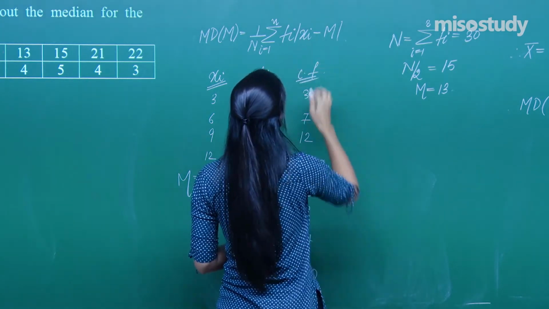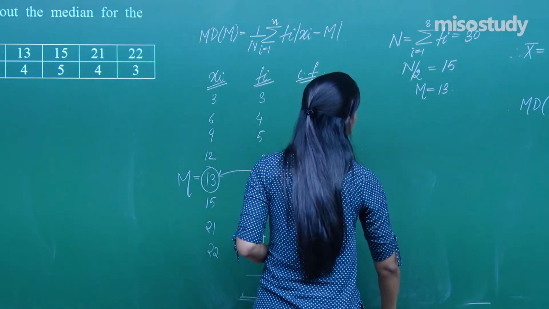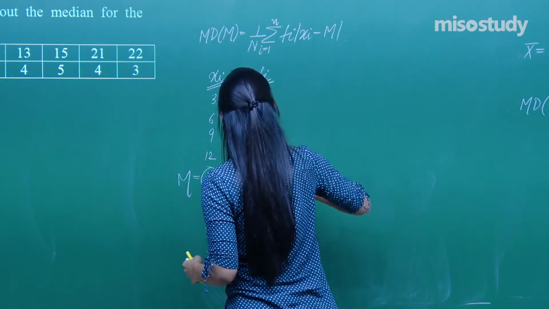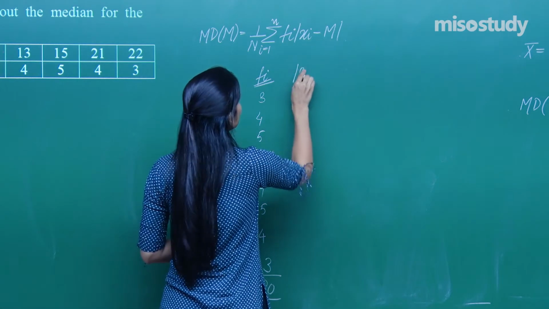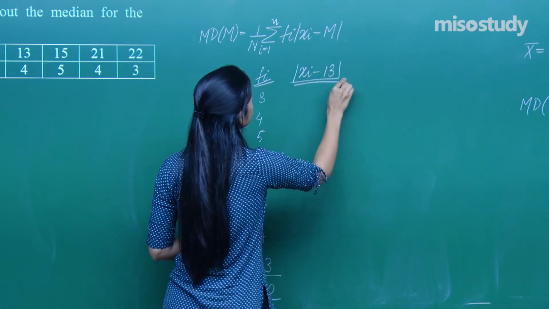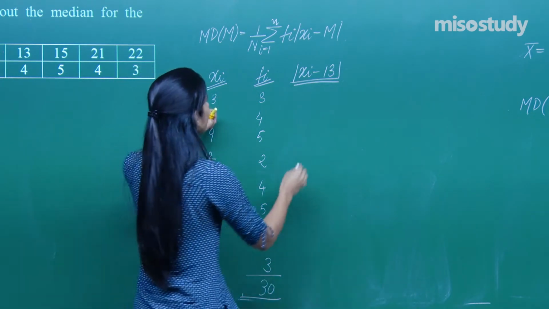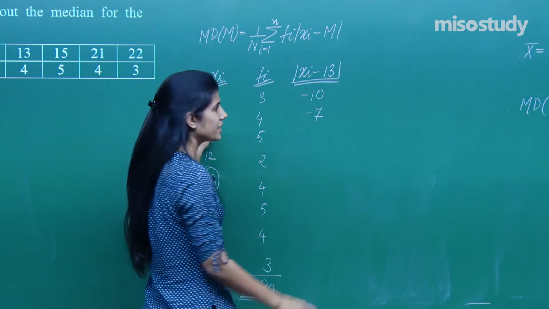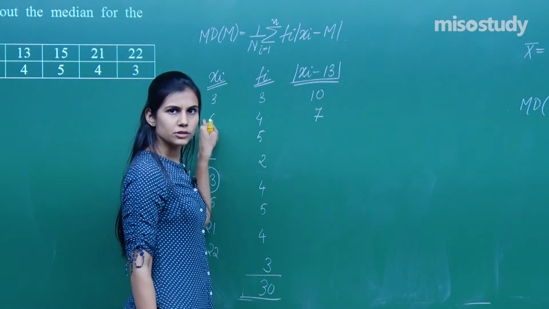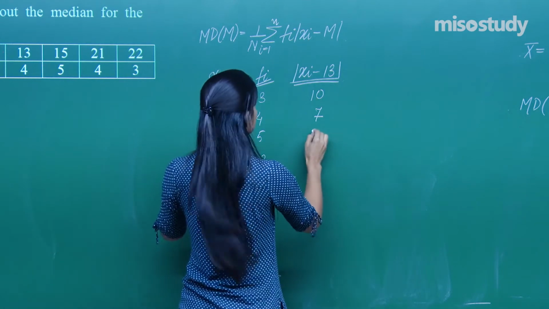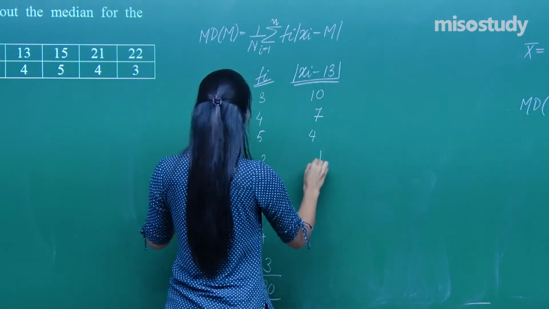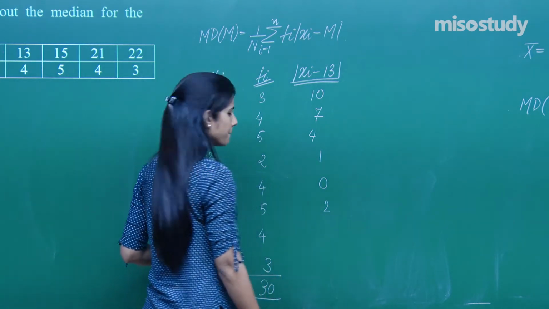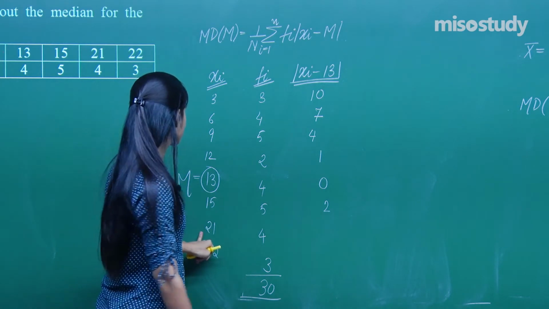The moment median is declared, now the task is very, very simple. Why? Because I just need to compute mod of xi minus M and then multiply everything with fi. So now I don't need the column of cumulative frequency, right? I have evaluated 13 as my median. So now I will calculate this. 3 minus 13 gives me minus 10. This is minus 7, but I don't want minus sign because I am taking absolute value. 9 minus 13, 12 minus 13, 13 minus 13, 15 minus 13, 21 minus 13. What is 22 minus 13? This comes out to be 9.